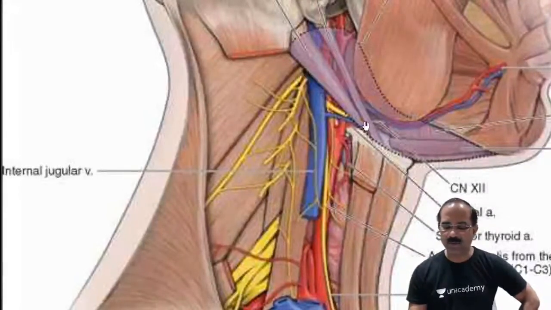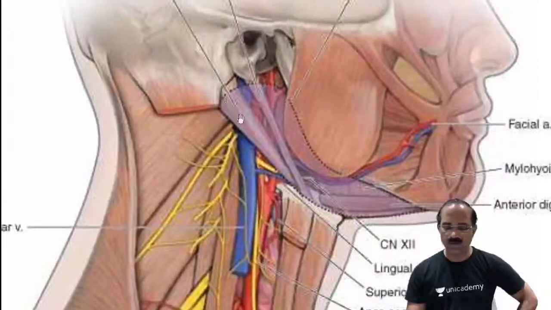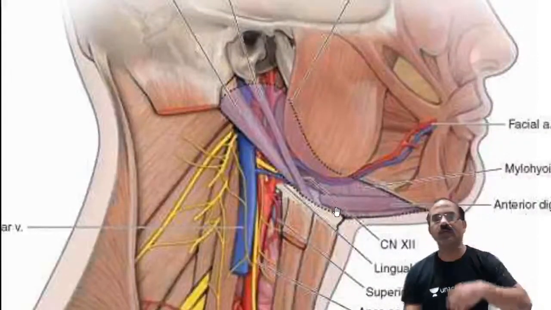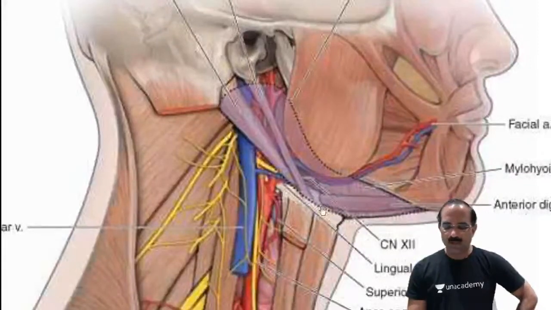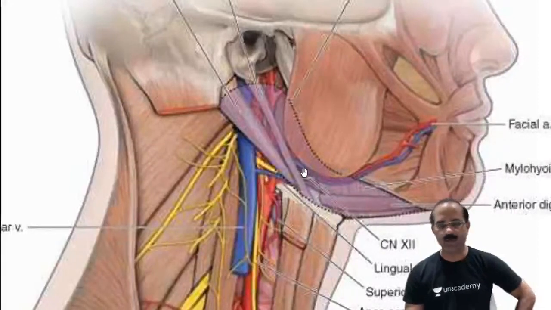And what is this muscle? This one. This is the stylohyoid. So that's the posterior belly of digastric, that's the anterior belly of digastric. Pterygoids are deep, students. Posterior belly, anterior belly of digastric, and that's the stylohyoid muscle. Okay, very good.